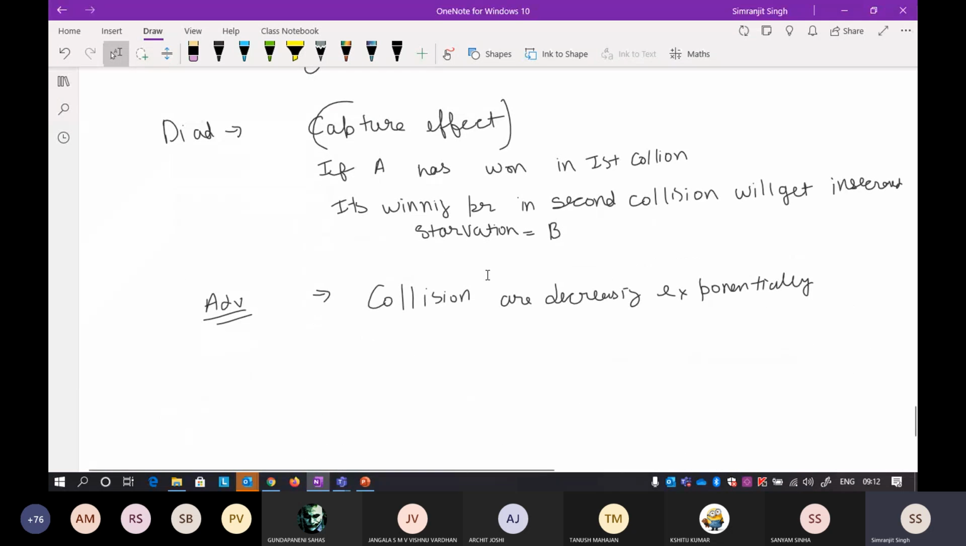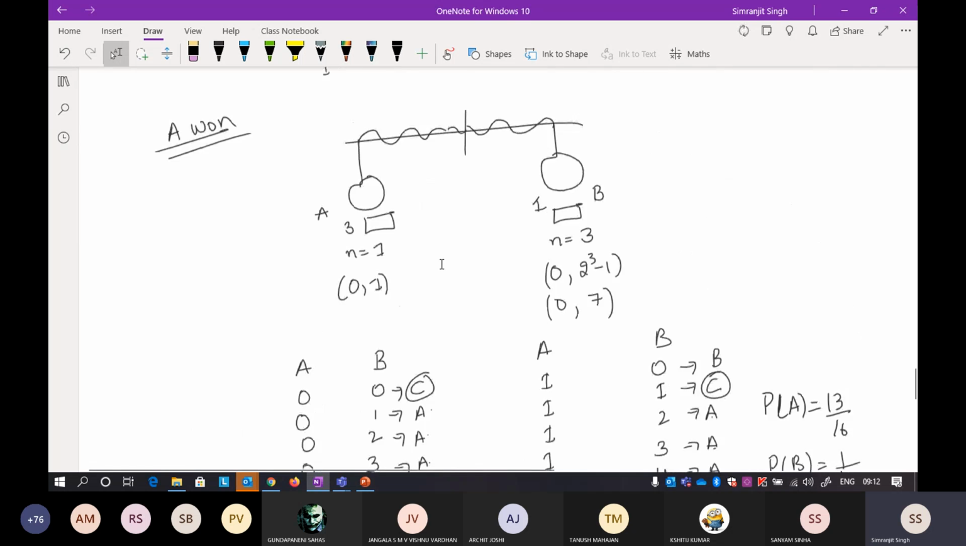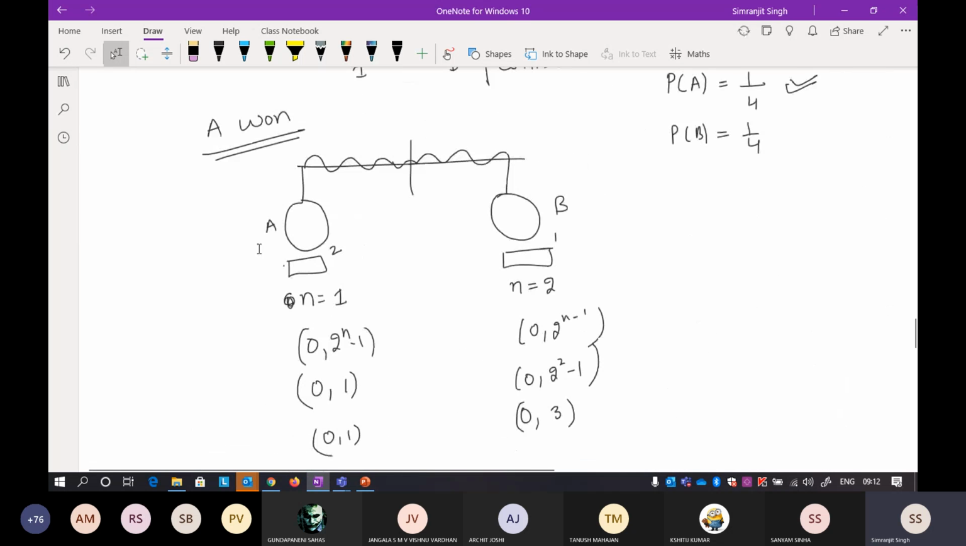And you are again seeing here that this particular algorithm is applicable only to two stations. Okay, so this is also one disadvantage, that it is only applicable to two stations that want to transmit.